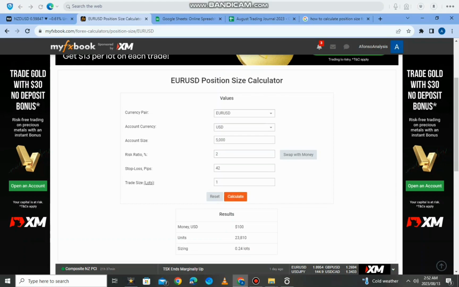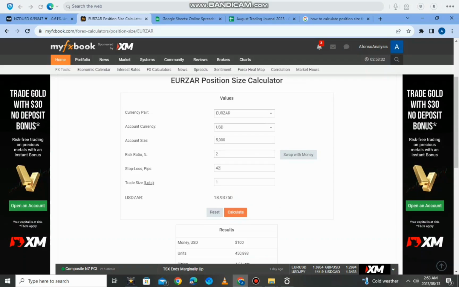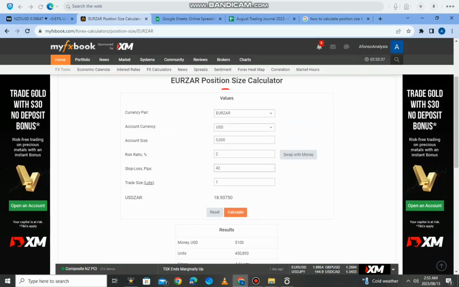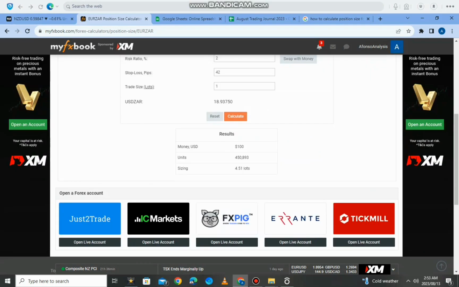So if we go back to 2% here, please pay attention to our lot size. You see it's 0.12 right now. If we click calculate here, now we are risking 2%. Now it says we should trade 0.24. But what if we were not trading the Euro USD? Let's say we were trading something else, maybe Euro ZAR. We're going to calculate Euro ZAR. We are still risking the same 2% and it's 42 pips. Our lot size has changed to 4.51. So imagine if you were trading the Euro ZAR with the same 0.24 lot size. It was not going to work out, right?